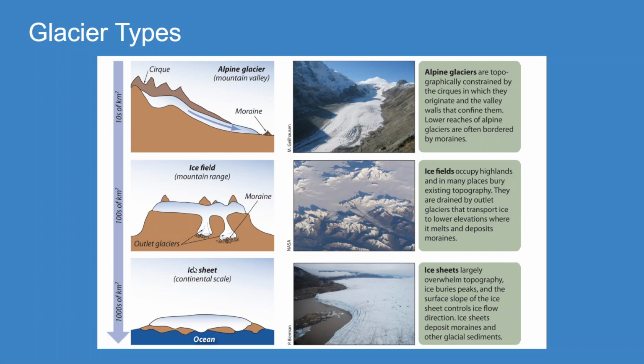So the types of glaciers. The first is alpine, the second is ice field, and the third is ice sheet. And I will go into these in more detail. But here you can see the images of these both from a side view and also an imagery view. And there's also an increase arrow from smallest to largest in size.